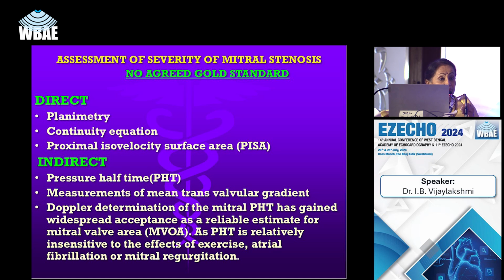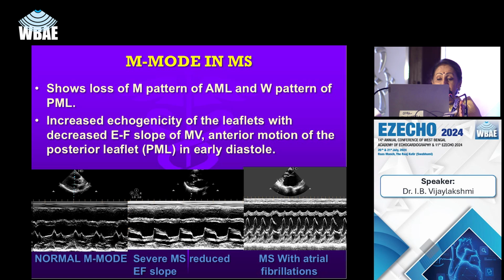And M mode, though nowadays we are not doing it, is very important for the assessment, because this is the normal M complex when you get the mitral valve, that is the anterior mitral leaflet, and W for the posterior mitral leaflet. And during severe mitral stenosis, the EF slope is reduced. In atrial fibrillation with a fast ventricular rate, this is how the M mode looks like.